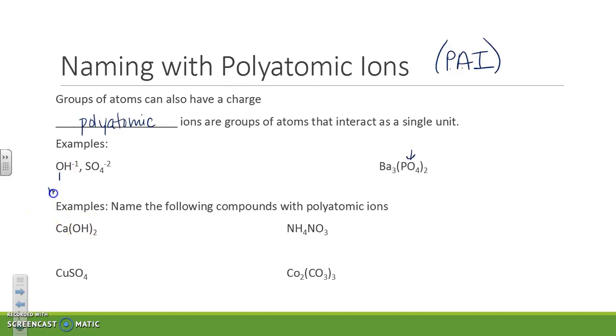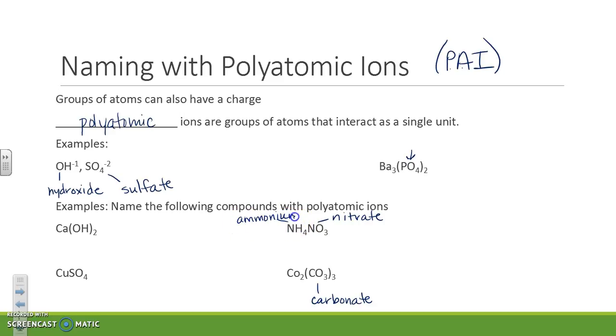OH is hydroxide, and I will give you a chart with these. It actually might be on the back of your periodic table, so check. And SO4 is sulfate, okay? And then CO3, yes, CO3, sorry, brain fart. Carbonate, and then NO3 would be nitrate. Oh, and NH4 is ammonium.